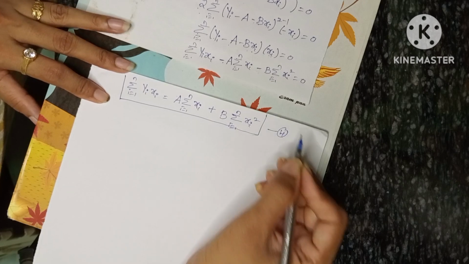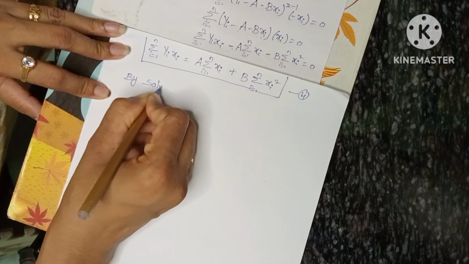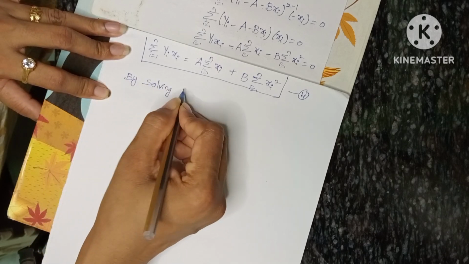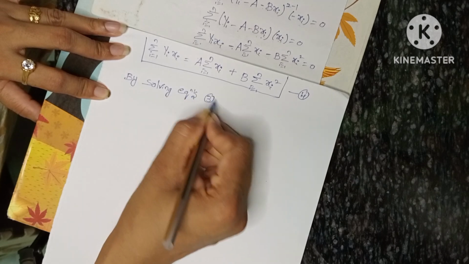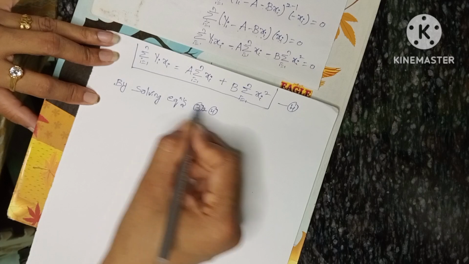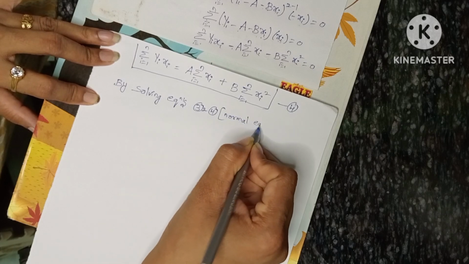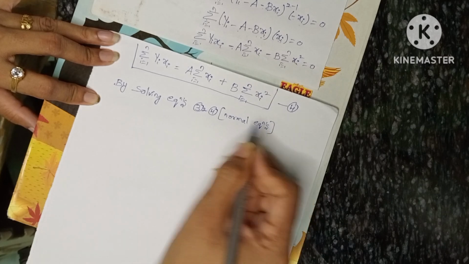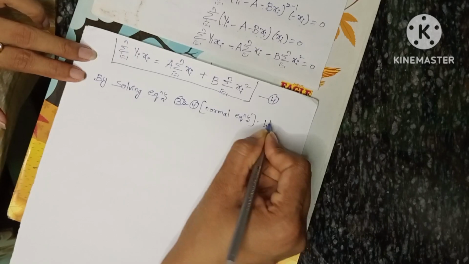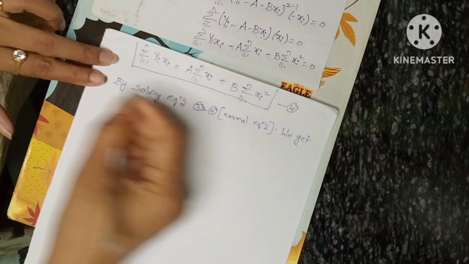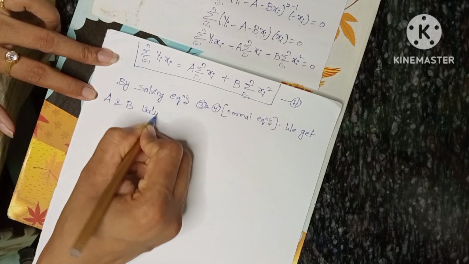4. Okay, so by solving equations 3 and 4, we call them normal equations. We can say normal equations. So by solving these normal equations 3 and 4, we get capital A and capital B values.